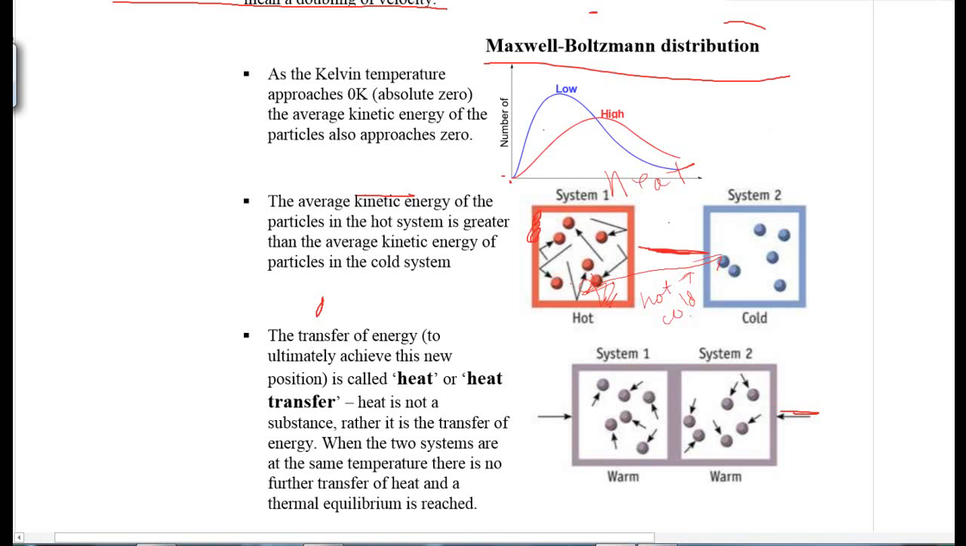So you might think you put an ice cube in a hot cup of tea and that you're adding coldness to the tea, but in fact what's happening is those hot particles in the tea are colliding with the particles in the ice and transferring that heat or that energy. Okay? So after a while you reach what's called thermal equilibrium here, where both systems have the same energy.